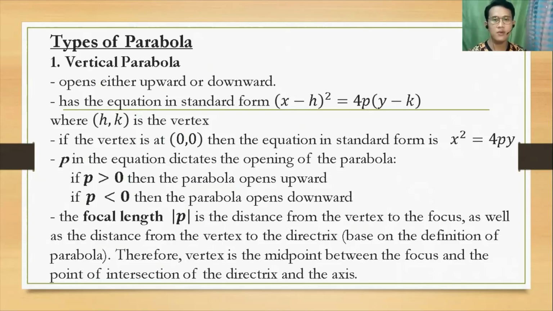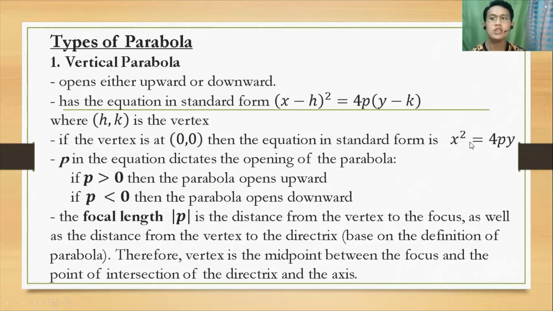In order to identify whether a given equation is a vertical parabola, all you need to do is look at the equation. As you can see, for the standard equation, it always starts with the variable x. And since it starts with the variable x, you can identify, oh, this is automatically a vertical parabola. Same goes when the vertex is at the origin. It will start with a variable x.